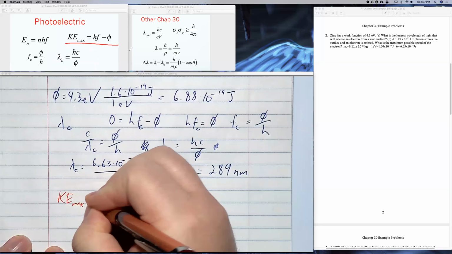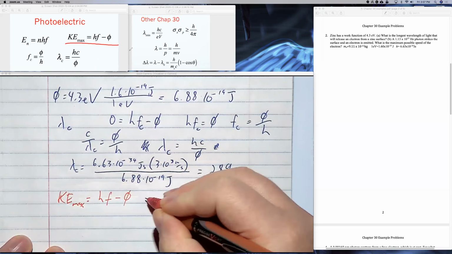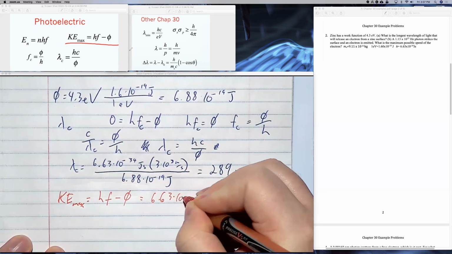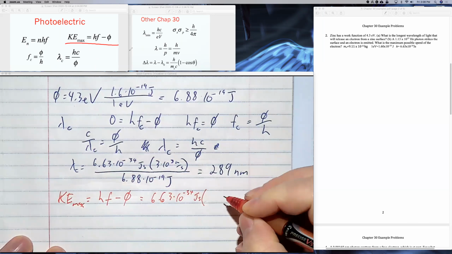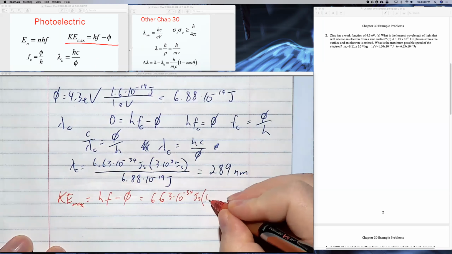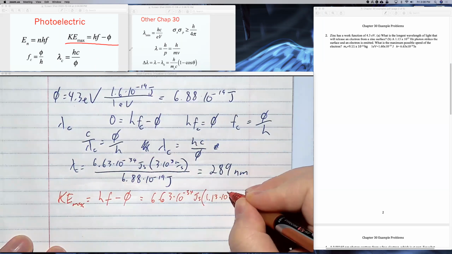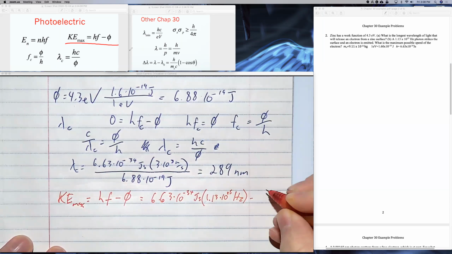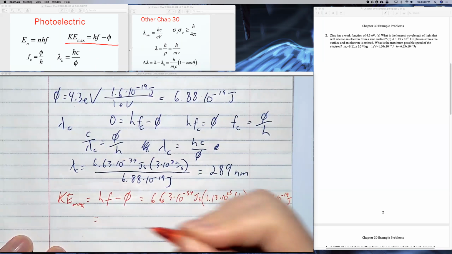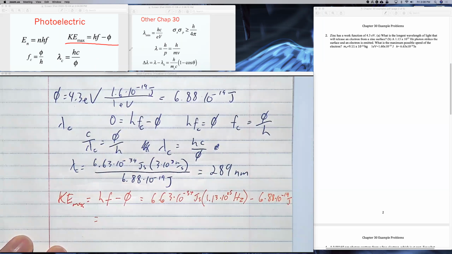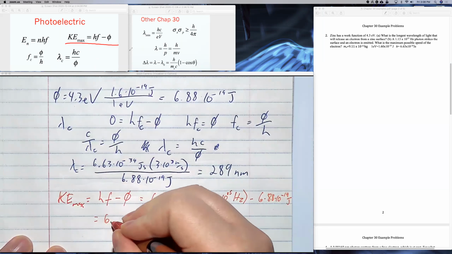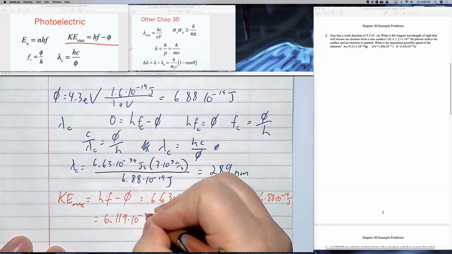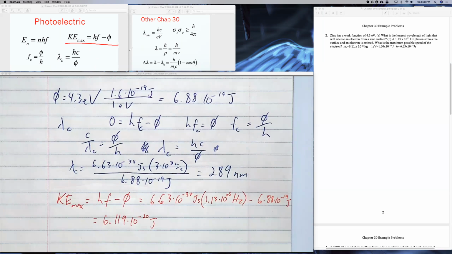And so I'll say KE max is hf minus the work function, or 6.63 times 10 to the negative 34th joule seconds, times f, 1.13 times 10 to the 15th hertz, minus the work function, 6.88 times 10 to the negative 19 joules. And I can just do that math. Multiply the two numbers, subtract. I will get a value of 6.119 times 10 to the negative 20 joules. And therefore, that is my max kinetic energy. And if I wanted max kinetic energy, I'd be good. But that's not what I asked for.